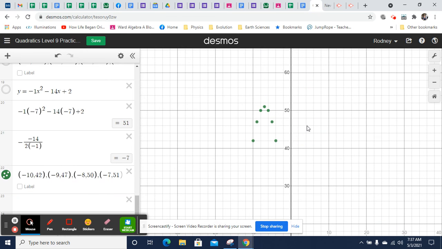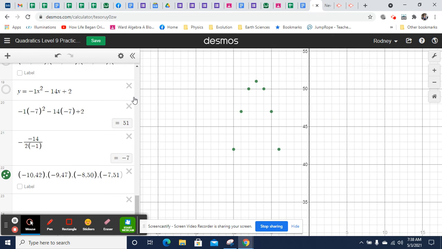I'll zoom in a little bit so you can see it better. And now I'll turn the equation on so you can see that it matches very nicely. You are welcome to use Desmos to test your work out to see if you got it.